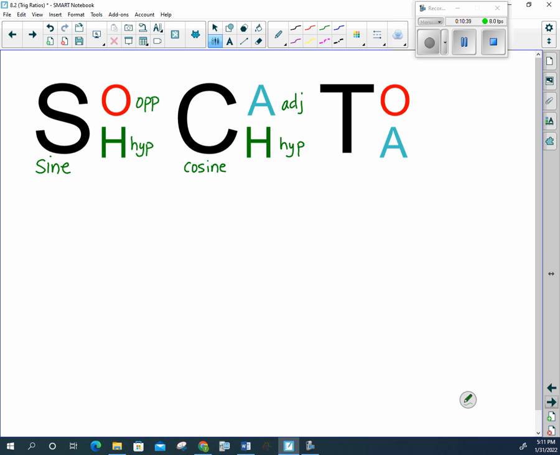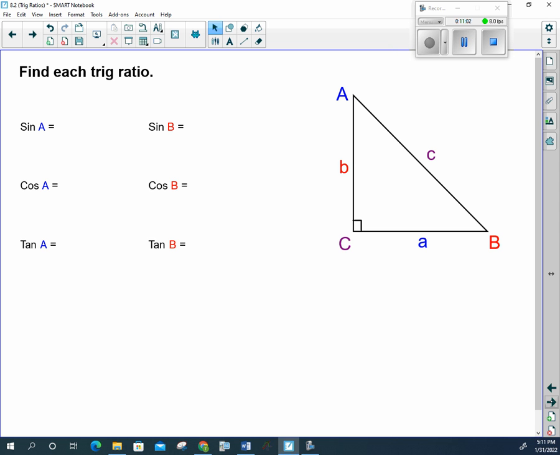And then the Toa, the T stands for tangent, O stands for opposite, and A stands for adjacent. So that kind of helps you memorize those three, SohCahToa. There's lots of other acronyms you could use to help you remember. But whatever you choose, make sure you just get the right ratio with the right trig name.